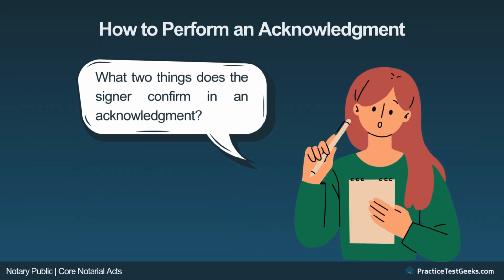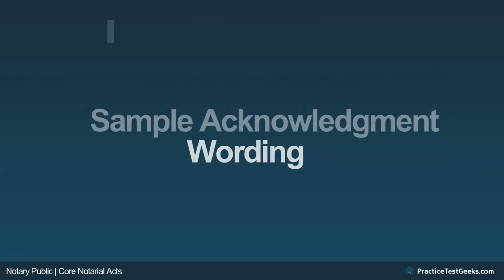Let's have a mini check. What 2 things does the signer confirm in an acknowledgment? Answer: their identity and that they signed willingly. Next, here's a sample acknowledgment wording.